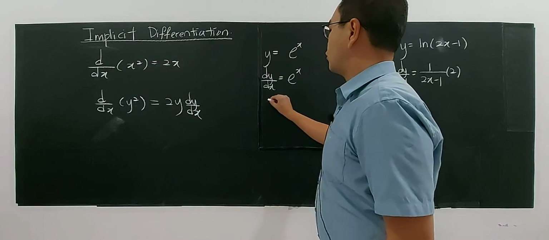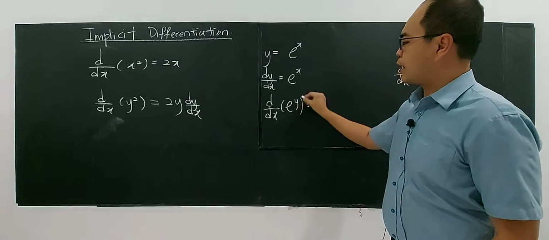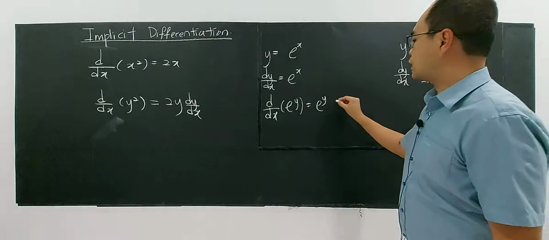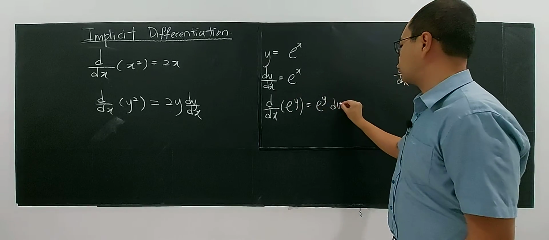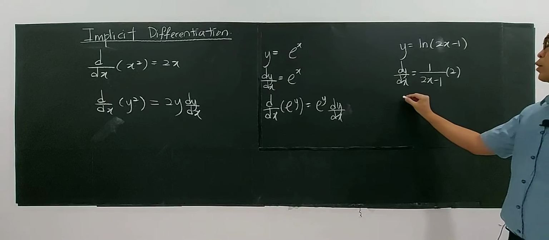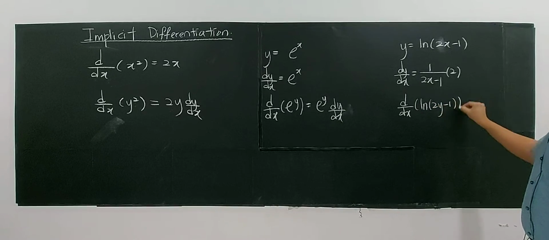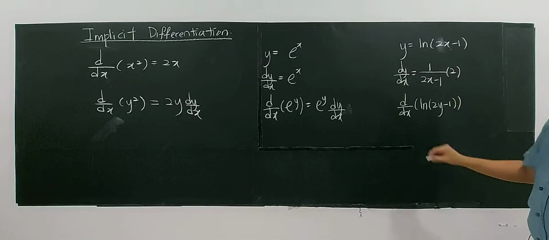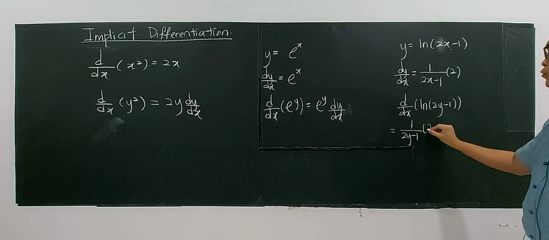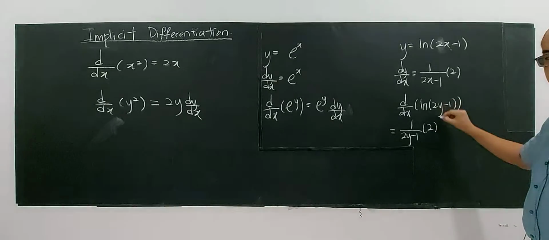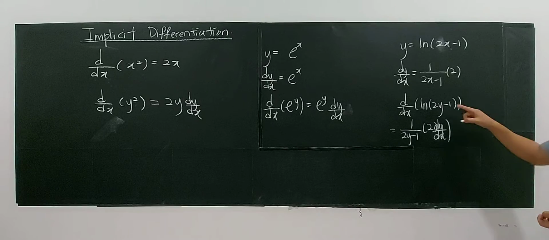So for example, what if you differentiate e^y? As usual, you differentiate e^x or e^y and you just write back e^y, but in this case you have to differentiate the power. y is like f(x), so you have to multiply by dy/dx. Likewise, differentiate ln(2y minus 1): it is 1 over 2y minus 1, and differentiating 2y minus 1 gives 2 dy/dx. Don't forget that, because differentiating 2y gives 2 dy/dx. Differentiating negative 1 gives 0.